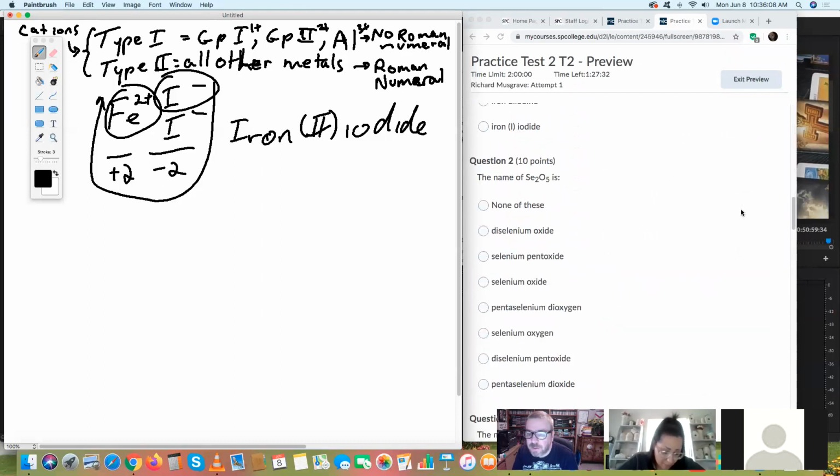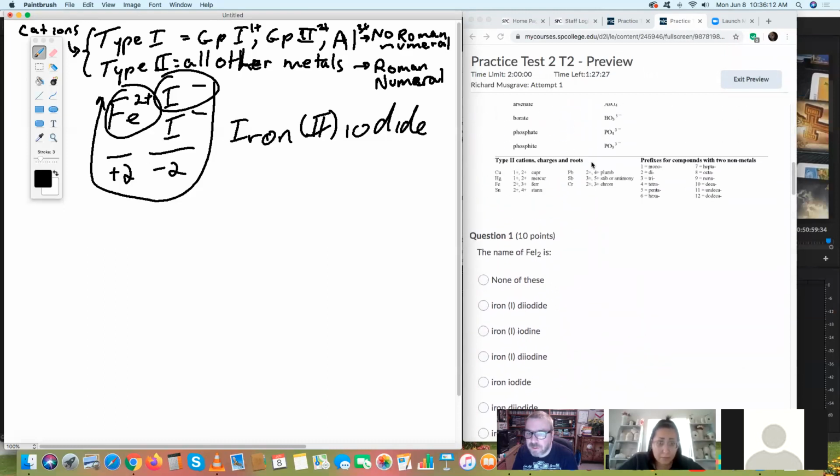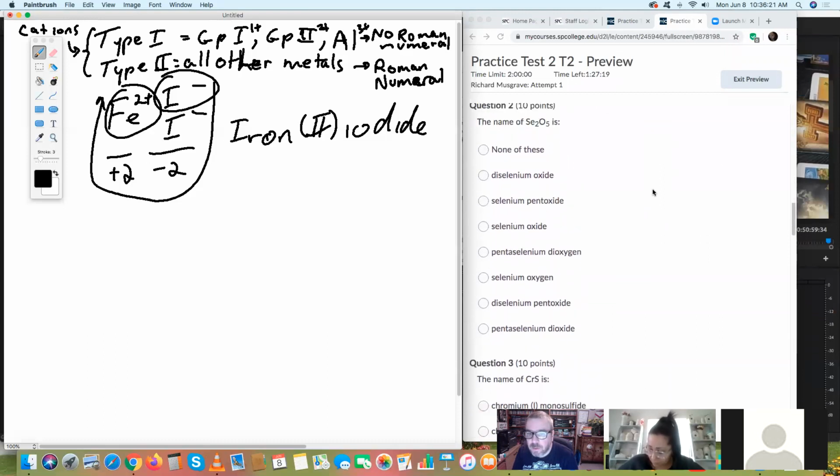So we need to use that whole thing with the prefixes, and we can see them over here. We've got 2 is di, and then we've got 5 is penta from here. So it would be diselenium pentoxide, because those are both non-metals.